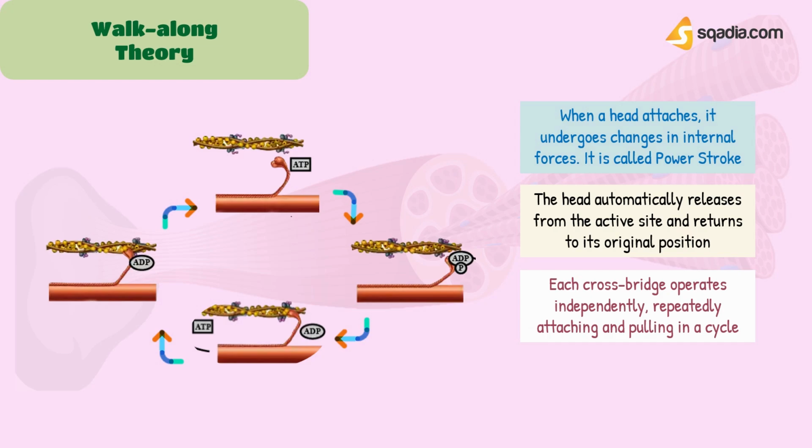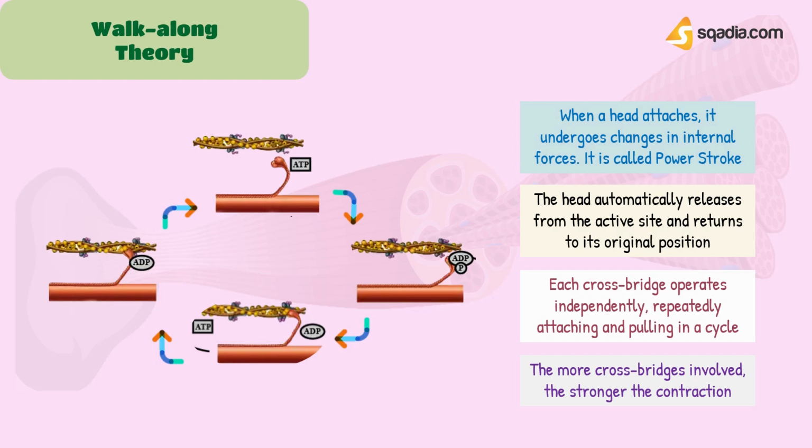This process continues as the cross-bridge heads bend back and forth, walking along the actin filament and pulling the ends of the actin filaments toward the center of the myosin filament. Each crossbridge operates independently, repeatedly attaching and pulling in a cycle. The more crossbridges in contact with the actin filament at a given time, the stronger the force of contraction.